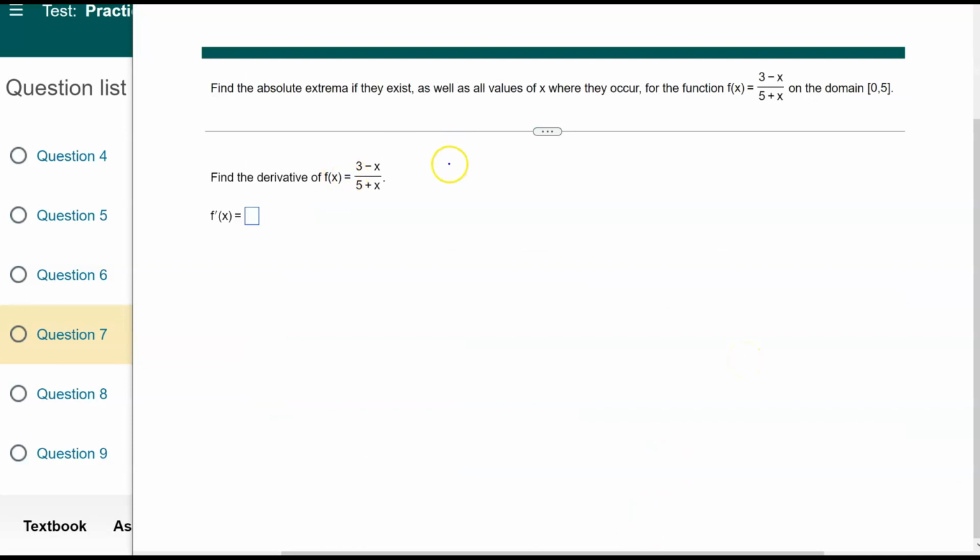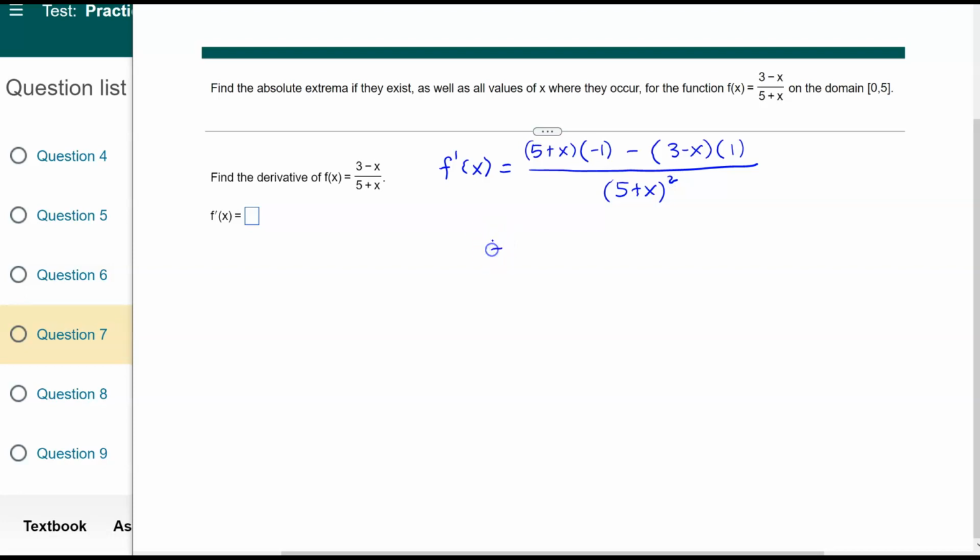We are given a rational function here, so the derivative just follows the quotient rule. So it's low d-high: copy the denominator, 5 plus x, times the derivative of the numerator, that's -1, minus high d-low: copy the numerator, 3 minus x, times the derivative of the denominator, which is 1, all over low squared. And then you square that.